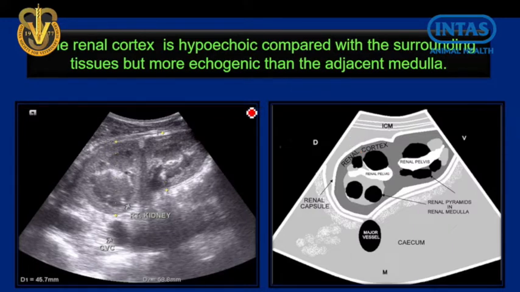The renal cortex is hypoechoic compared to the surrounding tissue, but more echogenic than the adjacent medulla. The simple principle to always remember, whenever you're doing sonography, whether canine, bovine or equine, is: my cat loves sunny places. M is the renal medulla. My cat, C, is the renal cortex. Loves, L, is the liver. Sunny, S, is the spleen. P is places, P is the prostate.